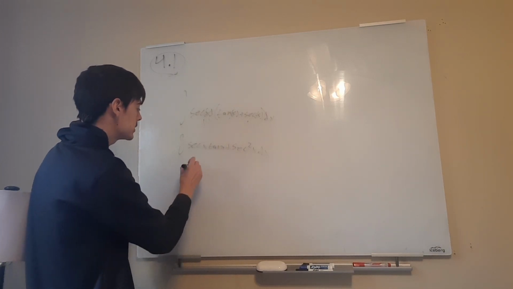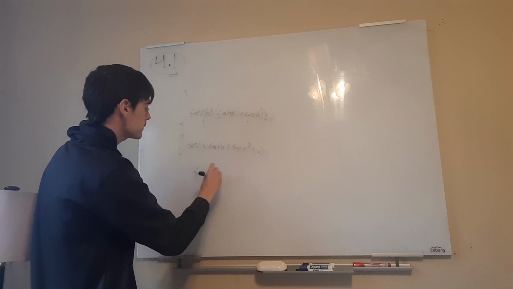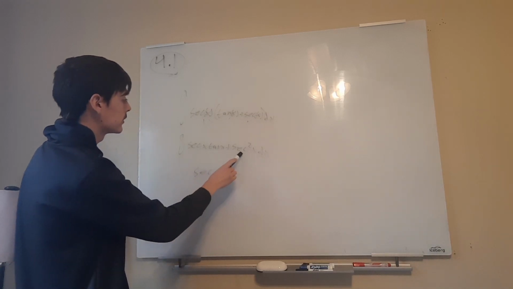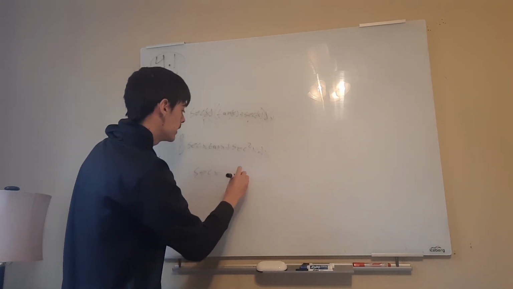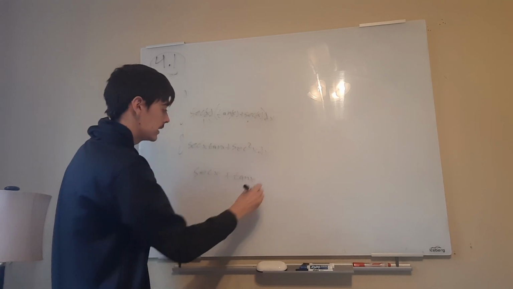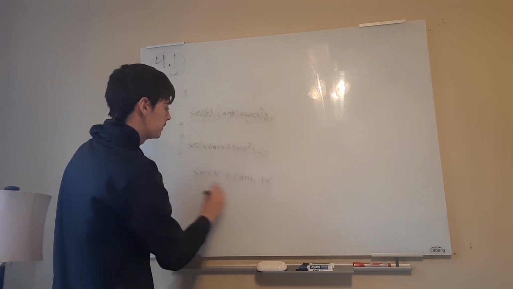Integral of secant x tangent x will just give us secant x, and then add the integral of secant squared x, which will just be tangent of x. And then your plus c, and that is that one.